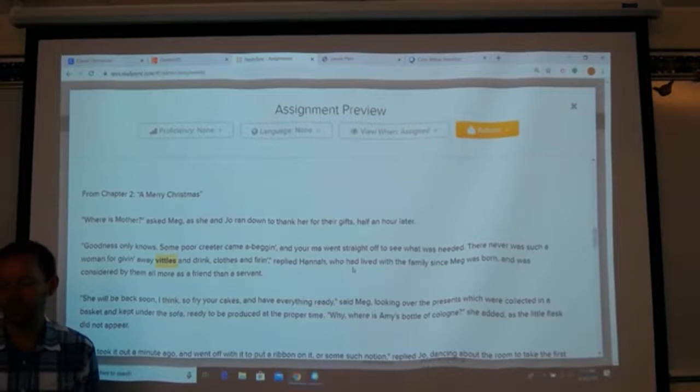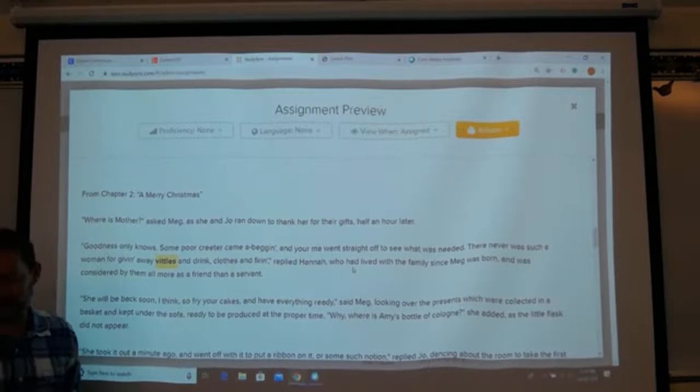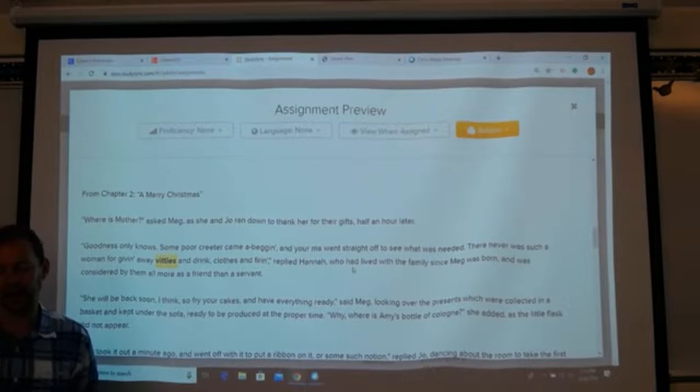So it says, goodness only knows, some poor creature came a-begging, and your ma went straight off to see what was needed. There never was such a woman for giving away victuals and drink, clothes and faring, replied Hannah. So the mother went and she gave away some clothes and fur, and she also gave away victuals and drink.